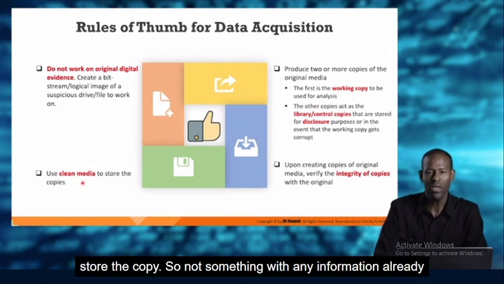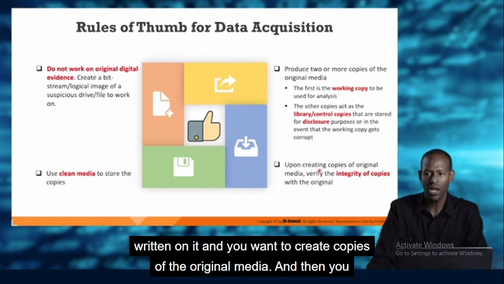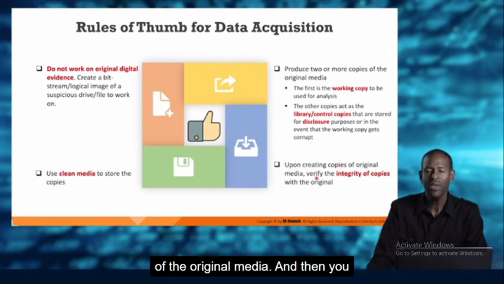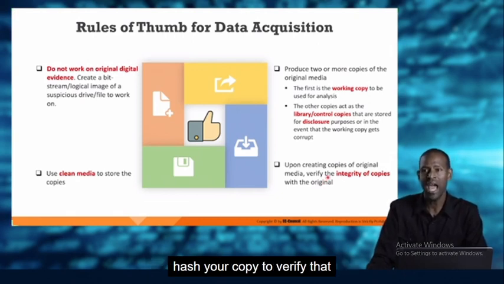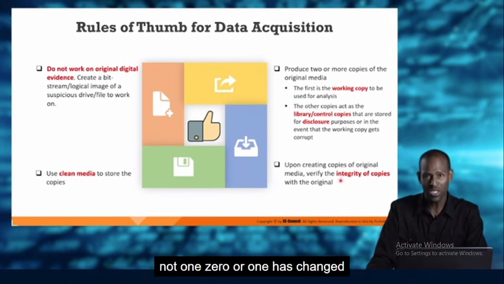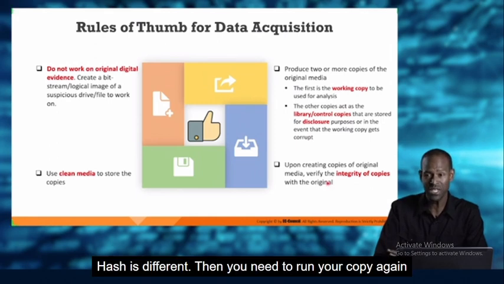You want to use clean media to store the copy, so not something with any information already written on it. And you want to create copies of the original media. And then you want to hash the original media and hash your copy to verify that not a 0 or 1 has changed in your copy and that it is 100% like the original. Now, if you run your hash and you find that the hash is different, then you need to run your copy again and then run the hash again.